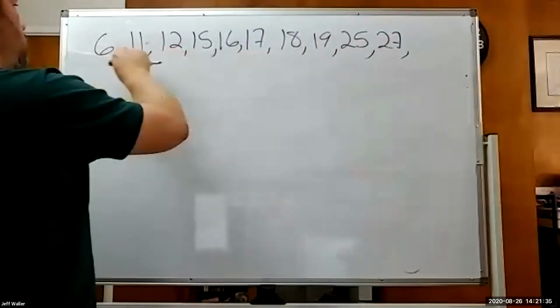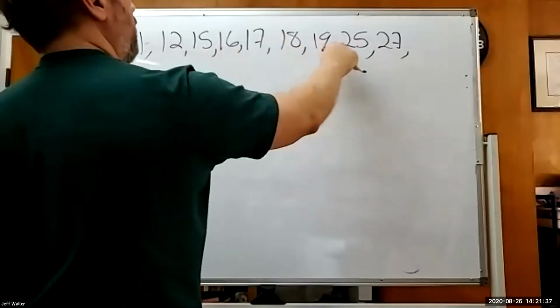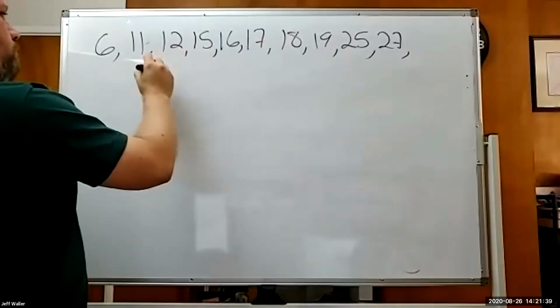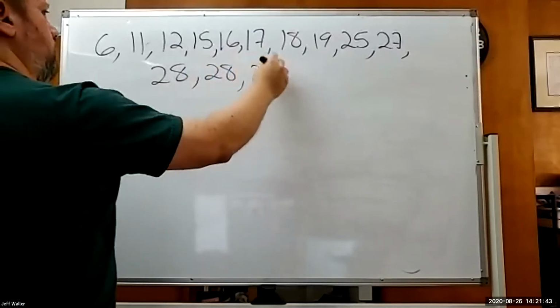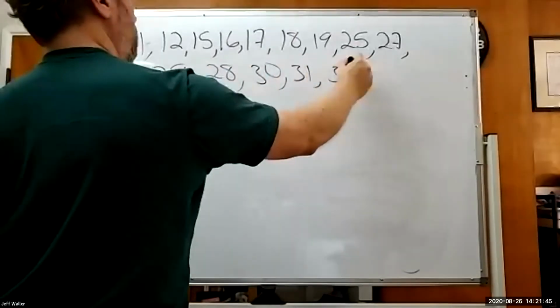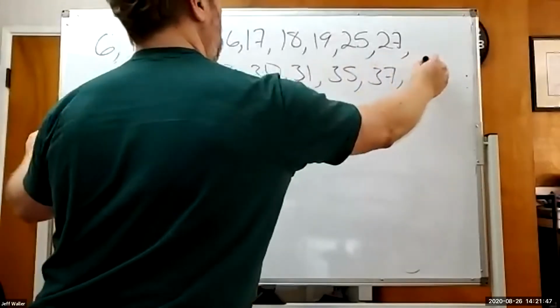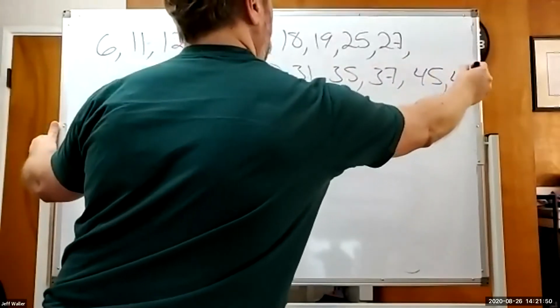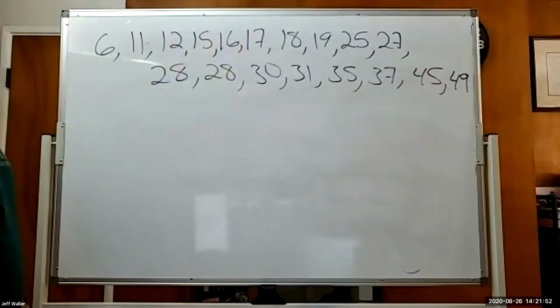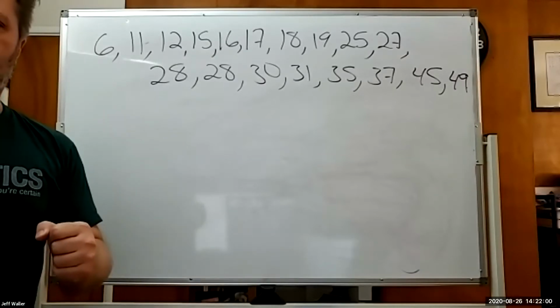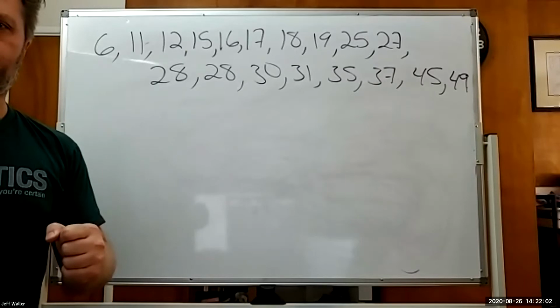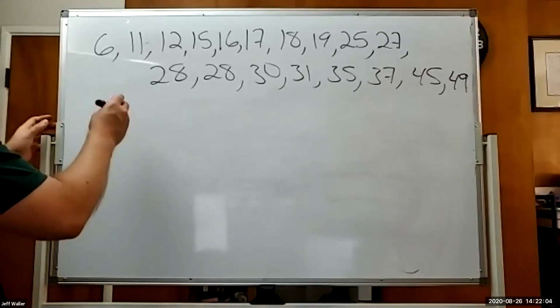Let me see, what's that? 1, 2, 3, 4, 5, 6, 7, 8, 9, 10. All right, there's 18 data points. So I want you guys to figure out 3 things.